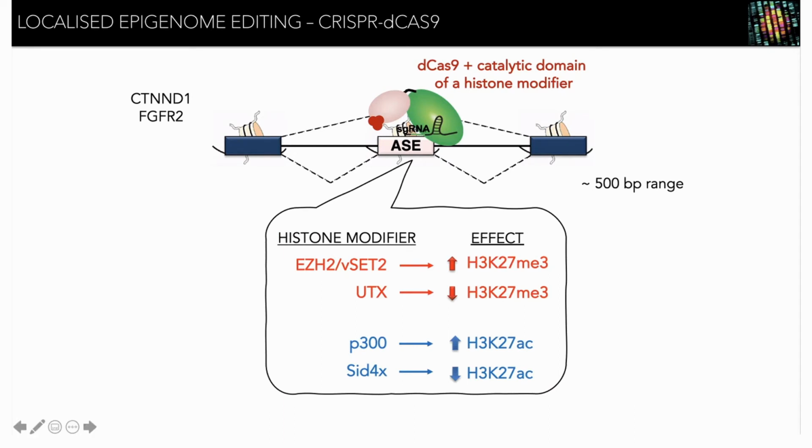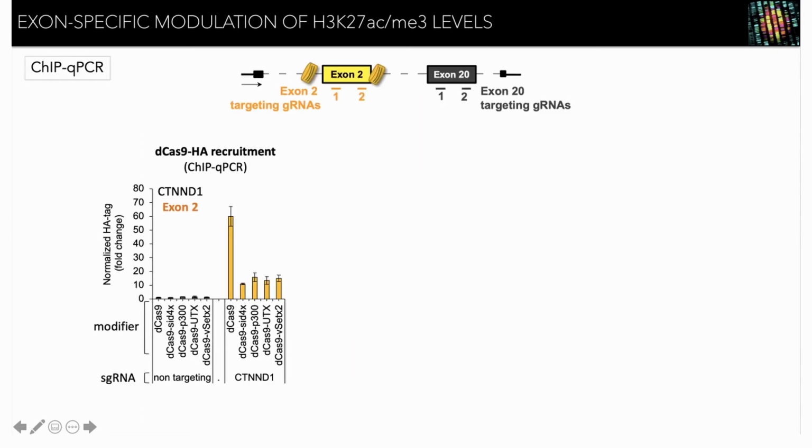And since what we observed is that the histone marks changing were K27 trimethyl and K27 acetyl, we fused to the dCas9 the catalytic domains of the most well-known, most prevalent histone writers for each of these marks: EZH2 increasing trimethyl K27, UTX demethylating K27 trimethyl, P300 acetylating K27, and SID4X deacetylating K27 acetyl.